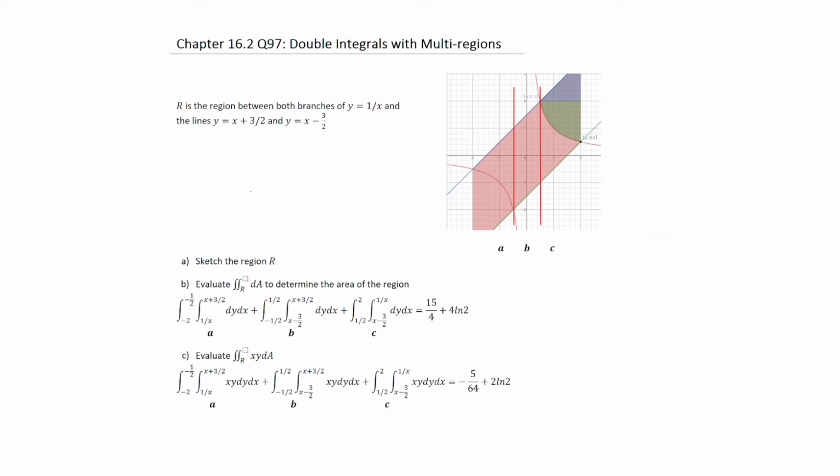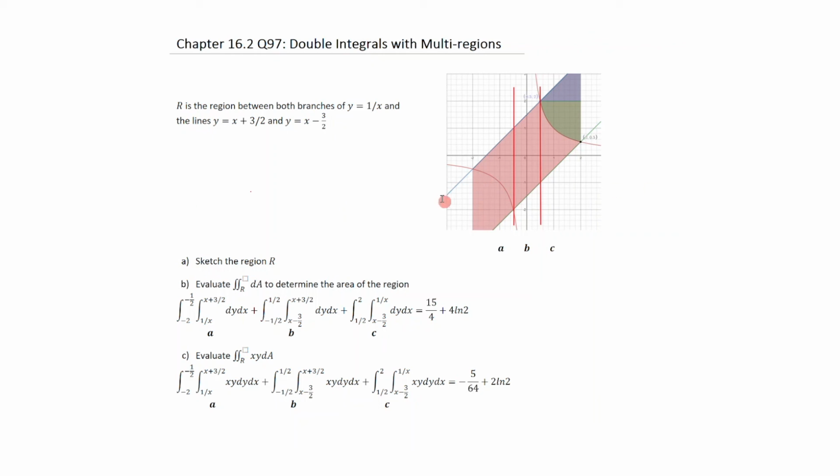And you're given that R is a region between both branches of the function y equals 1 over x, and the lines y equals x plus 3 over 2 and y equals x minus 3 over 2. So the first part of the question asks you to sketch the region R, and that's basically what I've done in the upper right.